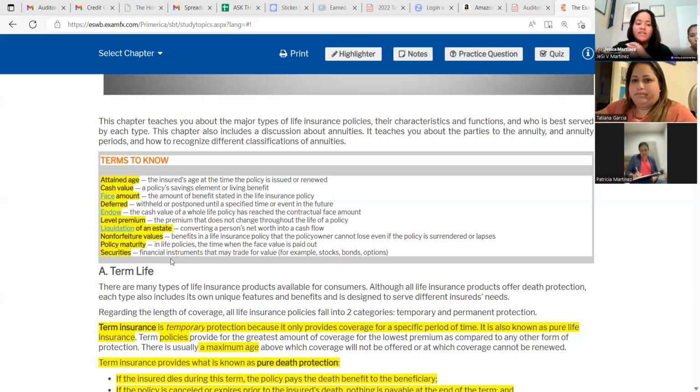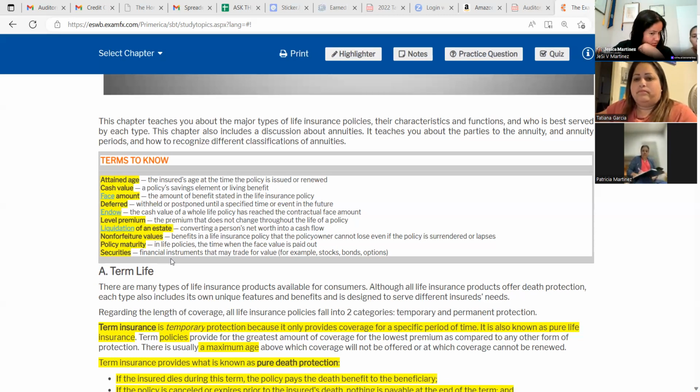Okay. Liquidation of an estate is converting a person's net worth into cash flow. When you liquidate, you're trying to get your assets into cash. Es algo líquido, como para usar ahora. Algo fluido. If you have houses, cars, or properties and you want to liquidate them, it simply means sell them, because you need the cash or you want the cash, you're turning it into cash flow.